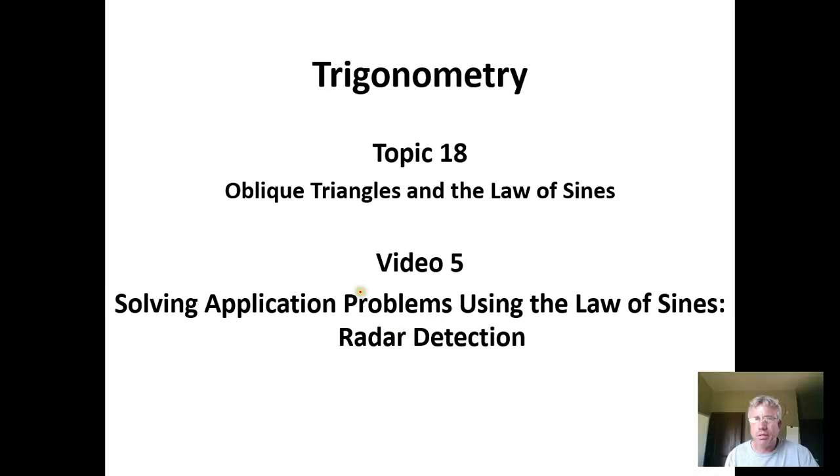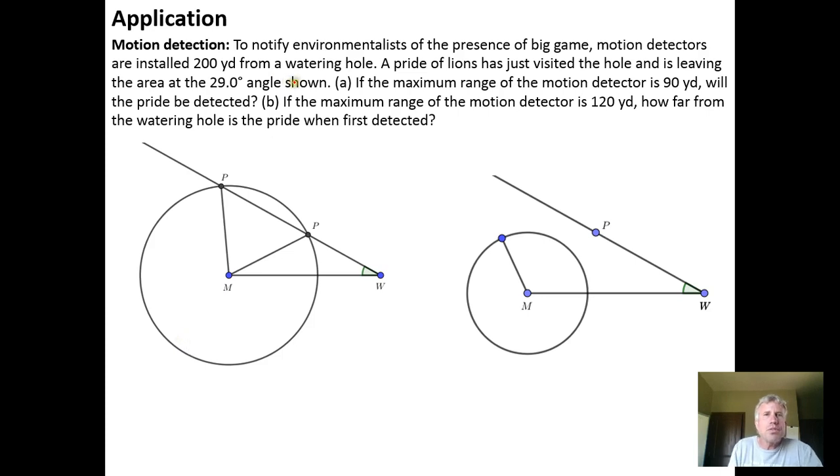So in this video, we're going to look at an application problem involving radar detection, and we're going to apply the law of sines to solve it. So here's the problem. It says, notify environmentalists of the presence of big game. Motion detectors are installed 200 yards from a watering hole. A pride of lions has just visited the hole and is leaving the area at the 29-degree angle shown. If the maximum range of the motion detector is 90 yards, will the pride be detected?